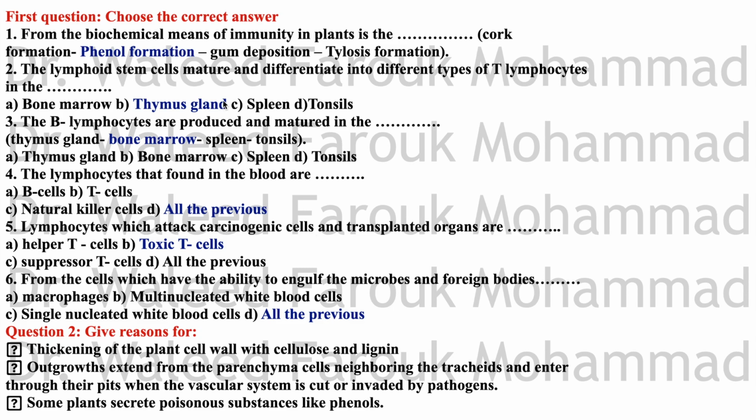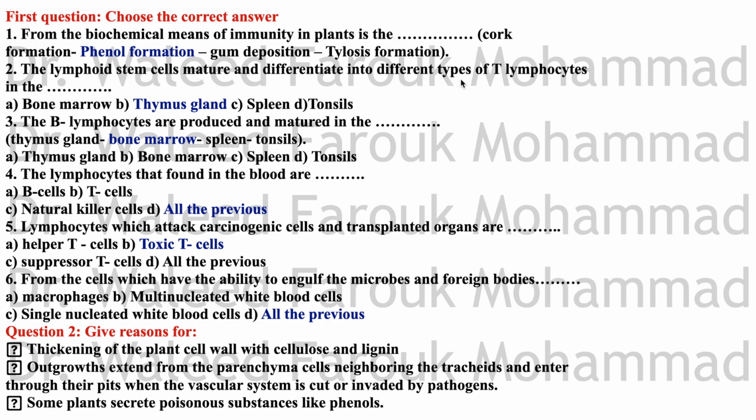The first question, choose the correct answer. From the biochemical means of immunity in plants is the biochemical, okay? So it's not tyloses, it's not gum formation or deposition, it's not cork formation. These all are structural changes. But phenol formation is a biochemical immunity. Okay, phenol formation.